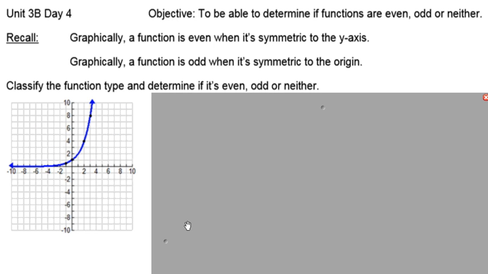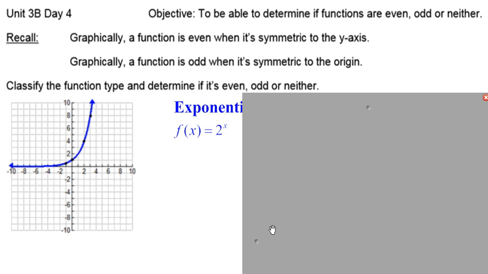Our third graph represents an exponential function. In particular, this exponential function is represented by the equation f of x is equal to 2 to the x power. Again, we want to look for our lines of symmetry. So if I draw my line of symmetry along our y-axis, I'm looking for mirror images on each side, and it doesn't appear that I have it.